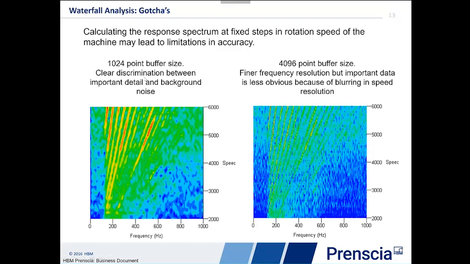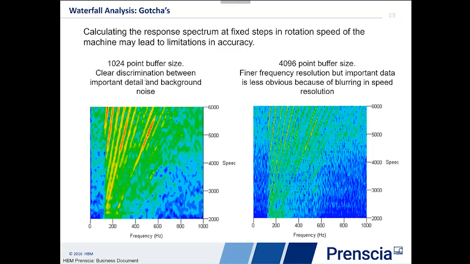So I'm afraid there is no general rule. It depends on what machine we're talking about, which speeds are involved, how many harmonics you're interested in. It depends on a lot of things: buffer size, the sample rate, frequency content, etc. So I guess it's up to you to choose which buffer size is best for you.